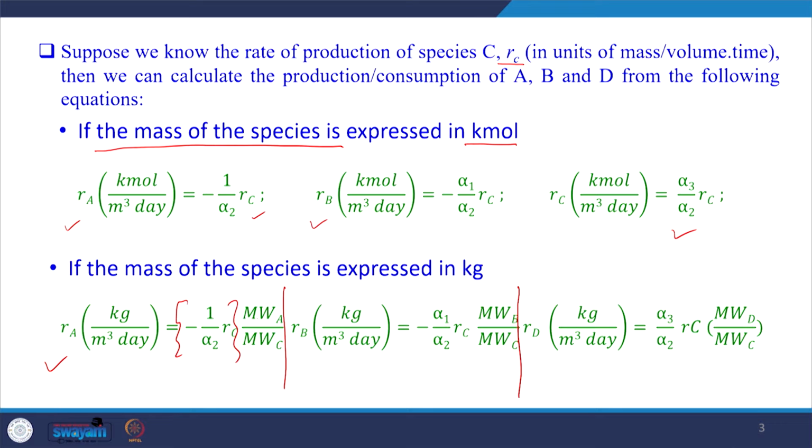So, if the rate of production of species C in any unit, either mass per unit volume per unit time or moles per unit volume per unit time, is known, we can easily find the other values. This idea will be used later on, because generally we perform the calculation experimentally with respect to the rate of production or rate of consumption of one of the key elements, which can easily be measured, and once it is measured, and if we know the stoichiometry of the reaction, we can find out the rate of production or consumption of all other species via this.